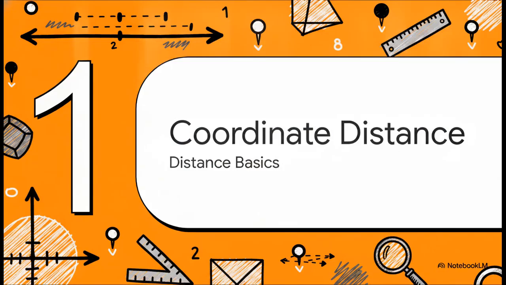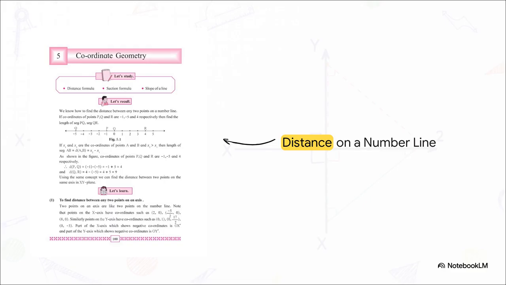Basics of coordinate distance. Let's start by refreshing what we already know, all right? Before we jump into 2 dimensions, we absolutely must have our foundation in 1 dimension perfectly clear. Think about a simple number line. Finding the distance between any 2 points is, honestly, quite simple. Take points Q and R, for example. Q is sitting at -5, and R is at 4.